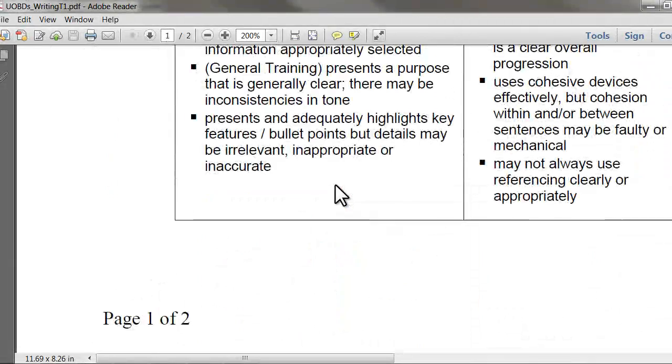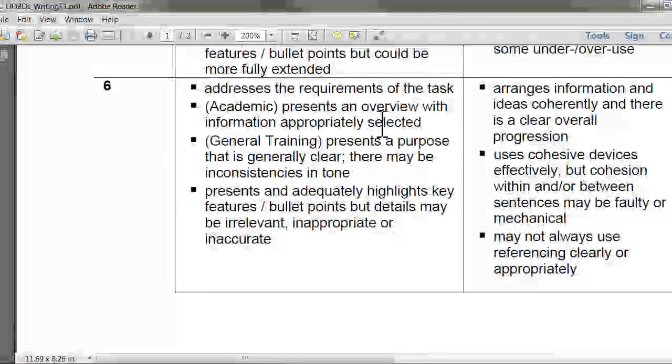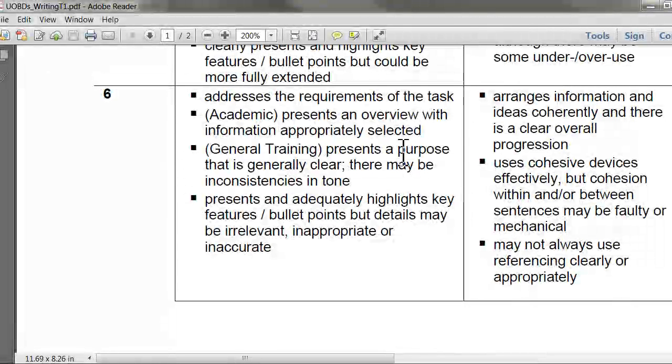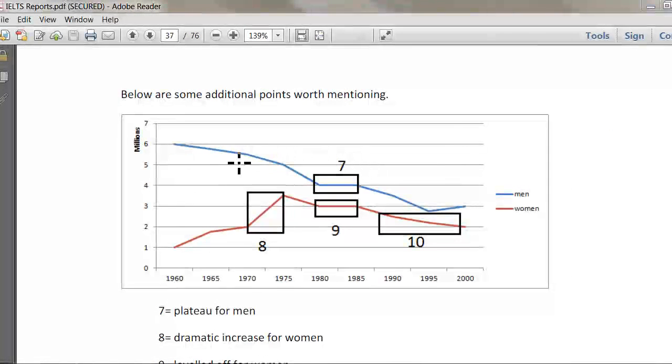Let's see what we need for a 6. Presents an overview. So now we've got an overview and with information appropriately selected. This is why I'm saying the planning is important. You've got to have an overview and you've got to select the information appropriately. We'll go back to the task and I'll explain this a bit further. What I mean by mechanically is we would just be saying in 1960 it was this, and in 1965 it was this, and in 1970 it was this, maybe jump down a bit, 1990 it was this, 1995 it was this, 2000 it was this. That's what I mean by mechanically.